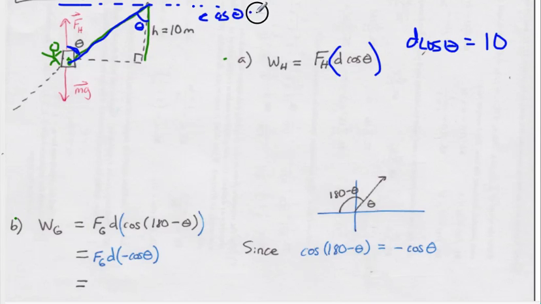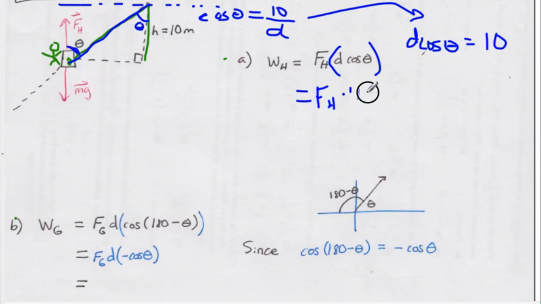Anyway, if you look up there, then the cosine of this theta is adjacent, or 10, over hypotenuse, and that is just the distance that he's actually walking. They didn't give us that, so we're just going to call it d. If you rearrange that and multiply d up here, you get d cosine of theta equals 10. That's where that came from. And what we wanted was d cosine of theta, so the work simplifies to Fh times 10.